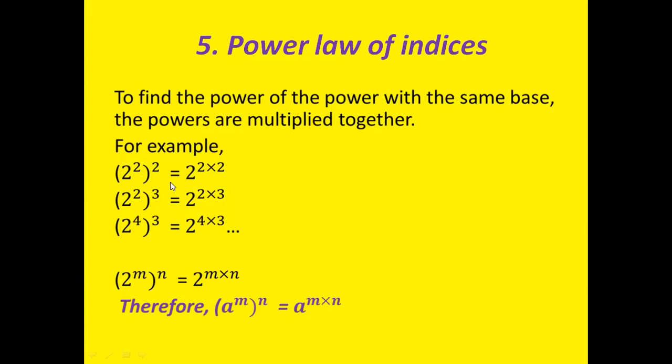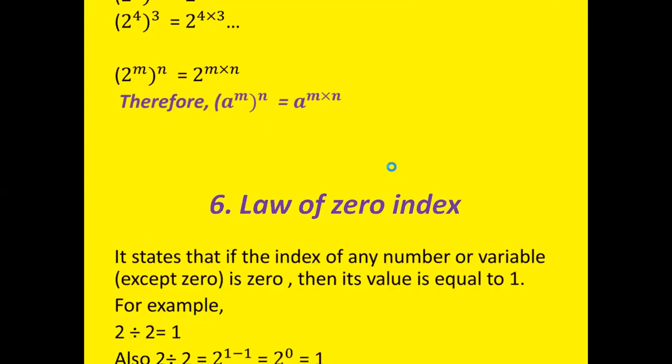2 square whole power 3, then this 2 and this whole power 3 will be multiplied. 2 to the power 4 whole power 3, that is 4 into 3. Similarly, 2 power m whole power n, that is 2 to the power m into n. And when a to the power m, this power m and this whole power n will be multiplied, then it will be a to the power m into n, which is known as power law of indices.